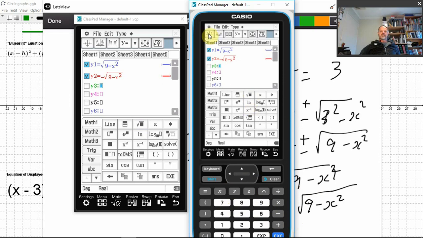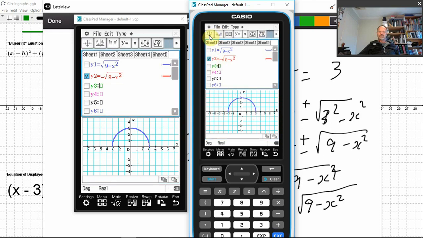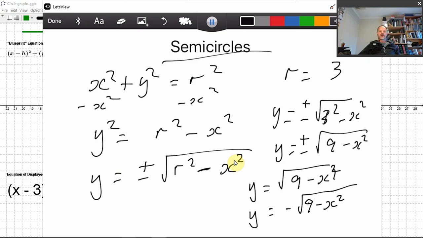And then I'm going to graph this. And there we have a look. So the plus square root in the blue looks like the top of a circle. So it's the top half of the circle. And the minus one is the bottom half of the circle. Put them both together, and you've got the whole circle. So a semicircle is of this form here, which looks a bit like the square root graph, but underneath here we've got an x squared, whereas in a square root graph we don't have the x squared.